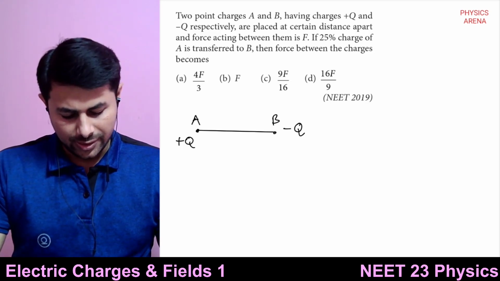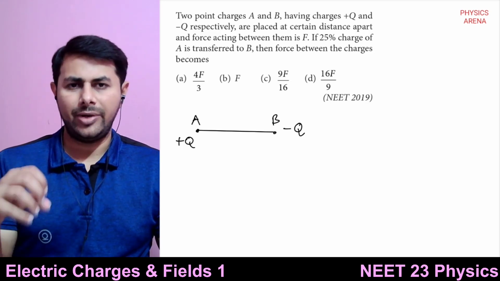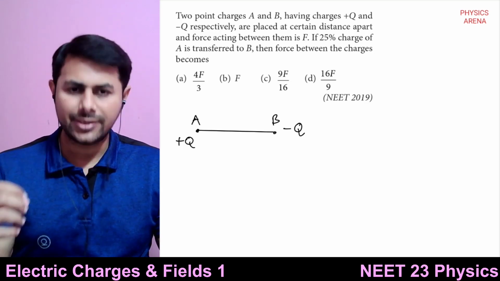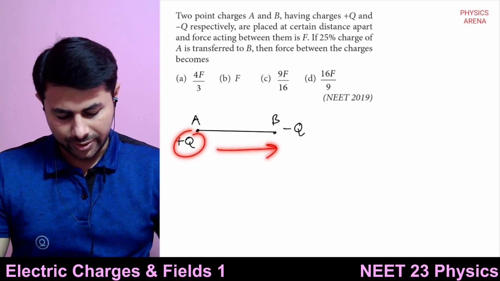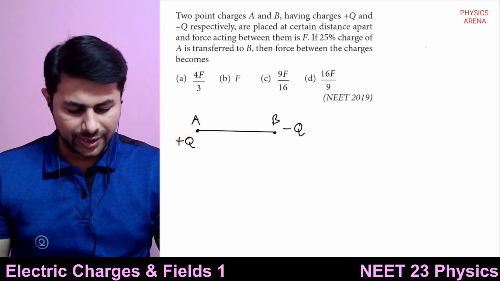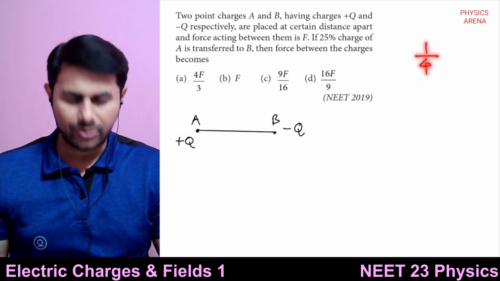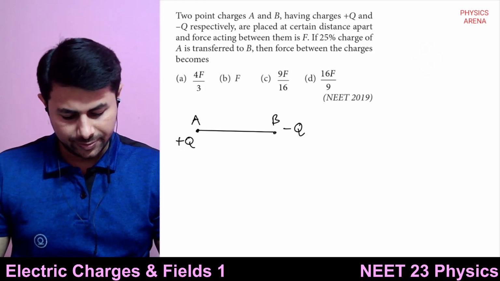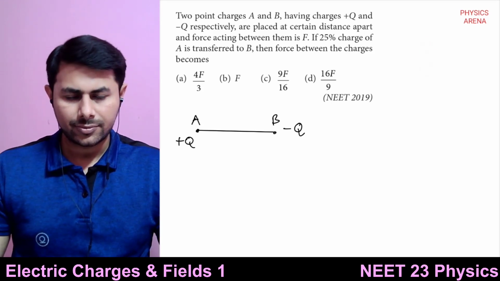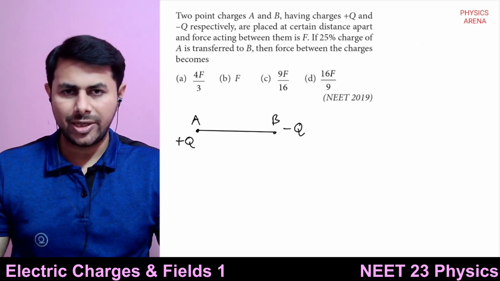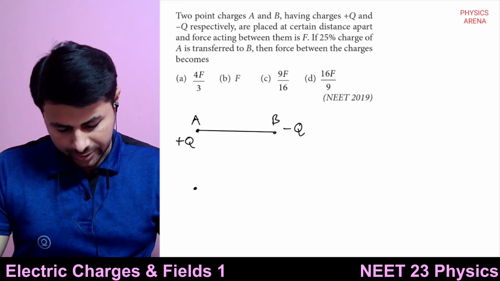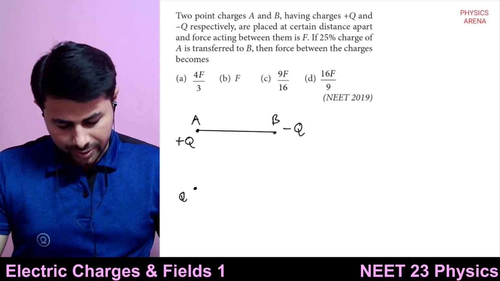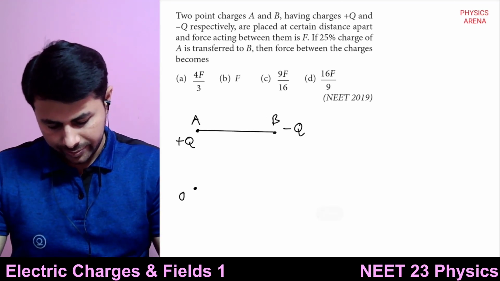Now when 25% charge from A is transferred to B, from here to here, 25% means what? 1/4, right? 25% means 1/4. So 1/4 of the charge is transferred. How much charge will be left? 3Q by 4.